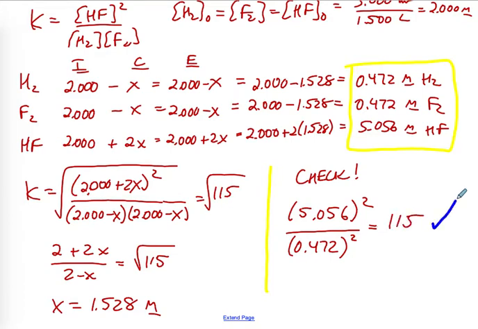Great, I solved the problem. So after you've set up your ice table, after you've completed the E column in which you have expressed the equilibrium concentrations in terms of this variable x and plugged it into the K expression, if that expression is a perfect square, simplify the math by simply taking the square root of both sides.